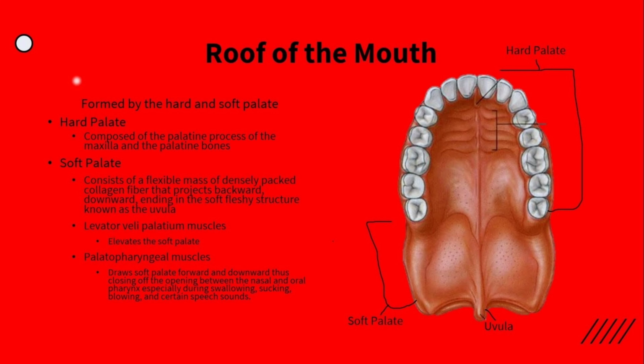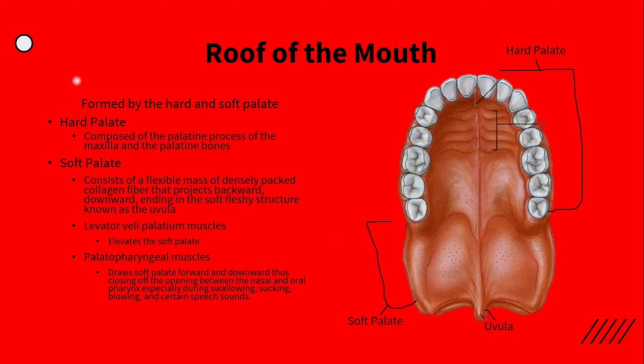Now we're moving on to the roof of the mouth. There is a hard palate and a soft palate. The hard palate is composed of the palatine process of the maxilla and the palatine bones, and the soft palate consists of a flexible mass of densely packed collagen fibers, and it projects backwards and downwards, ending in the soft, fleshy structure known as the uvula.